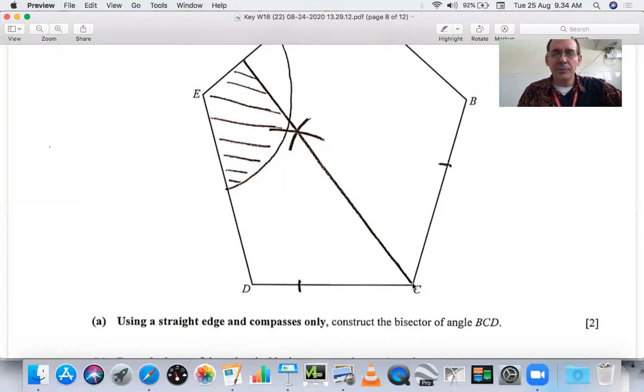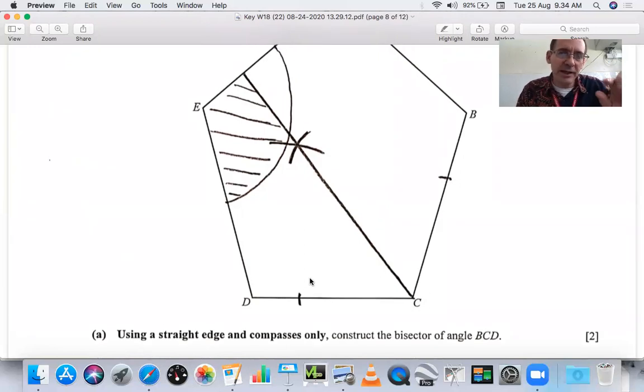Then you want to move your pointed part over to those tick marks. And I like to just open it up a little bit more than what this was here. And so with your pointy part on this tick mark, then you make a mark somewhere of what you think is the middle of this angle. And then you put the pointy part over here on this tick mark, and you make an arc this way. And where those two intersect is where you want to draw your line from the vertex of this angle through that intersection, and that is your bisector for this angle.